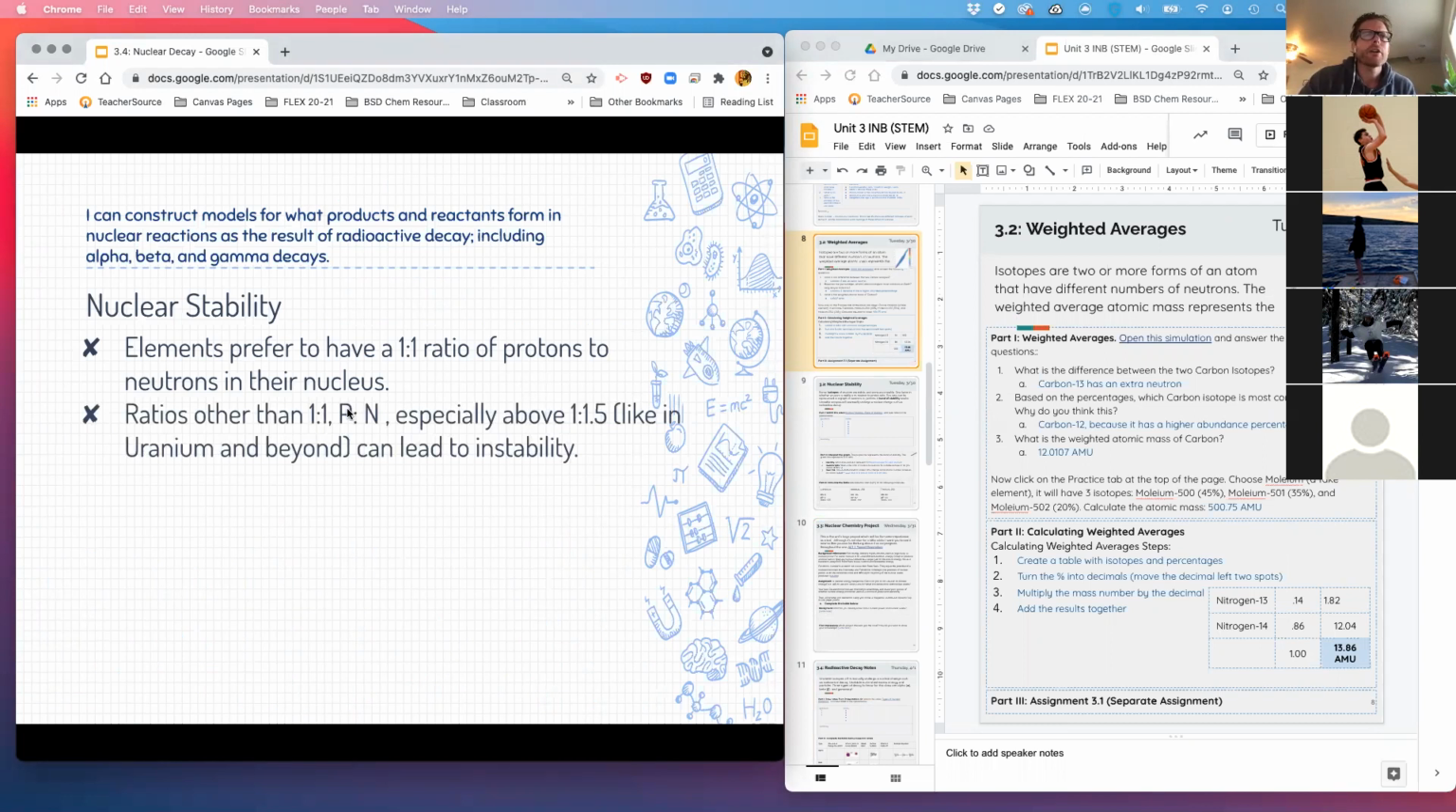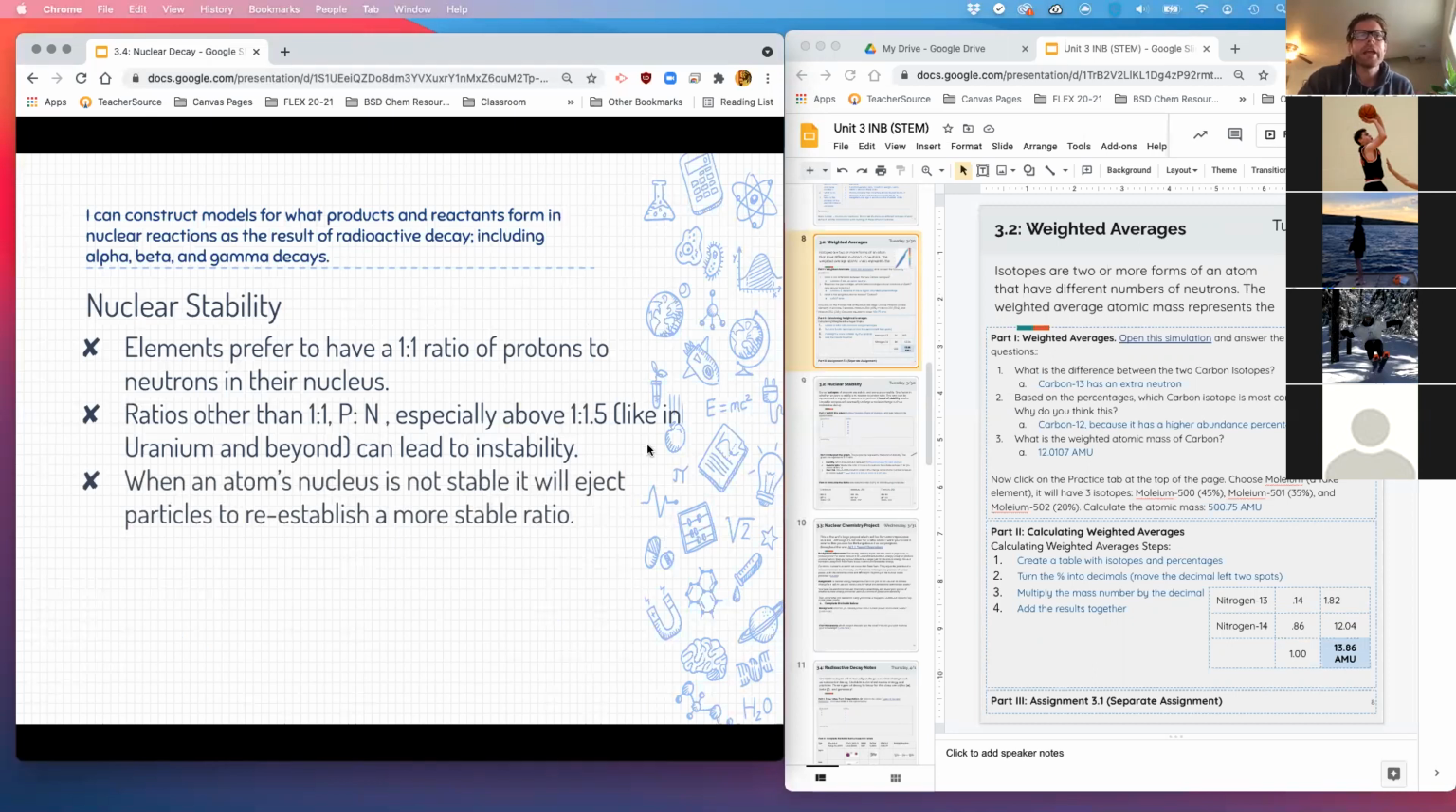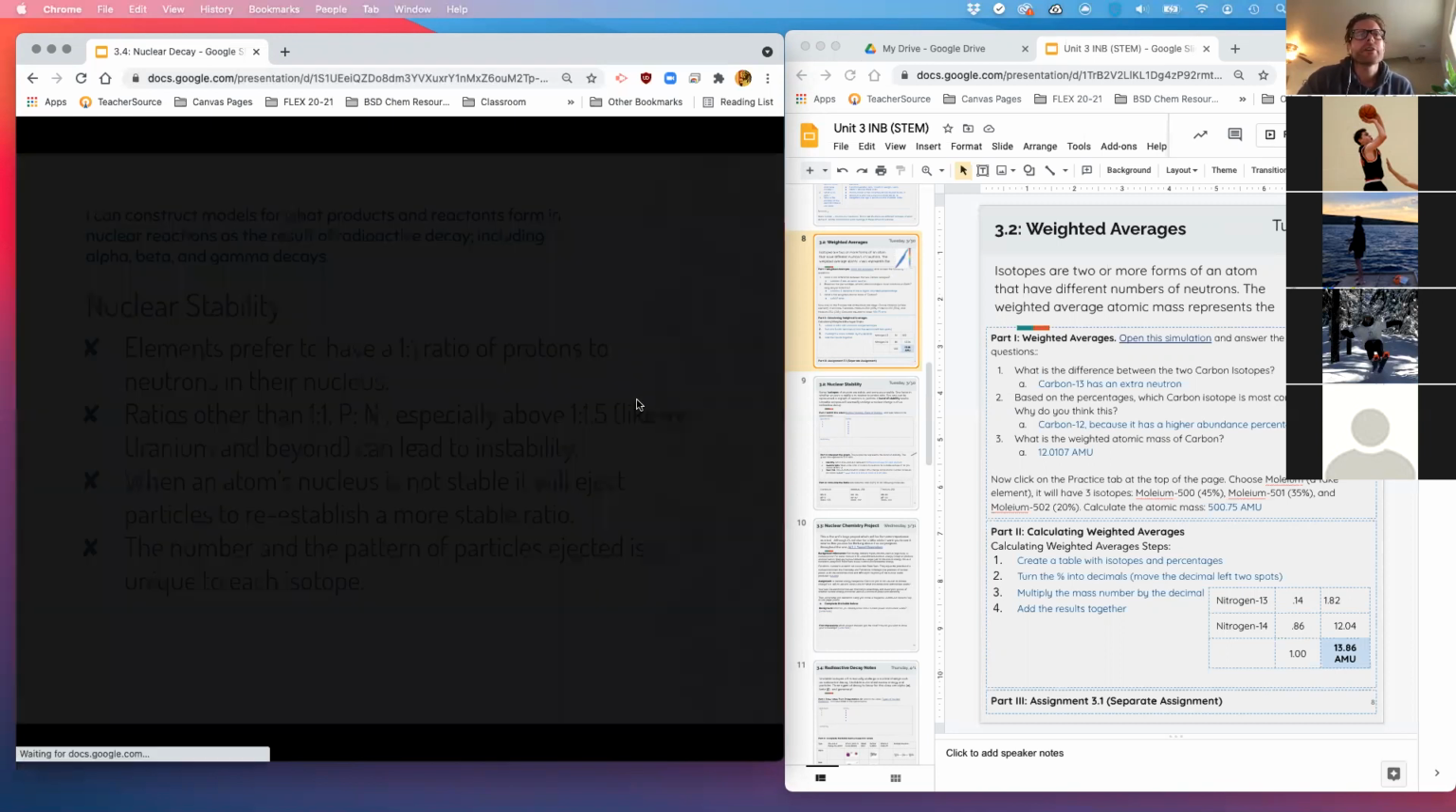So ratios that are further from 1 to 1, like 1 to 1.5, can lead to instability. Basically, that's when an atom's nucleus is not stable and it's going to eject, it's going to release, it's going to get rid of some particles to establish a more stable ratio. The number and the pattern is unique for each isotope.